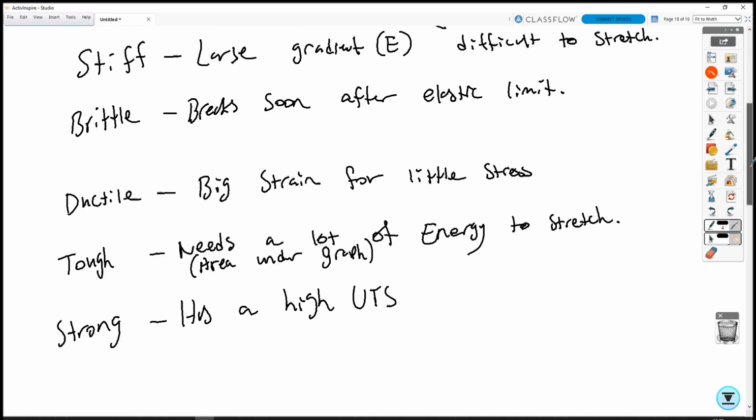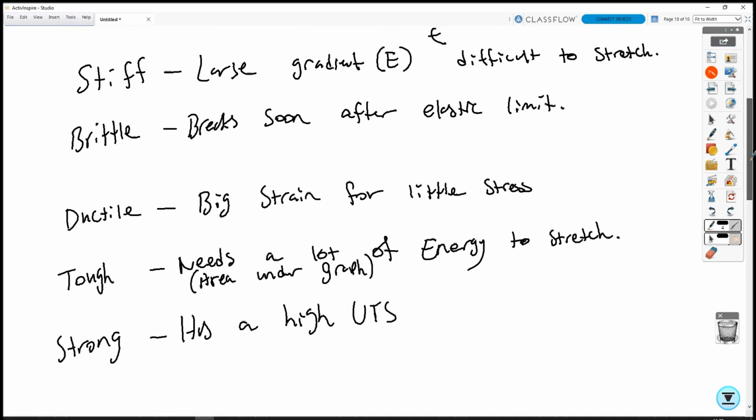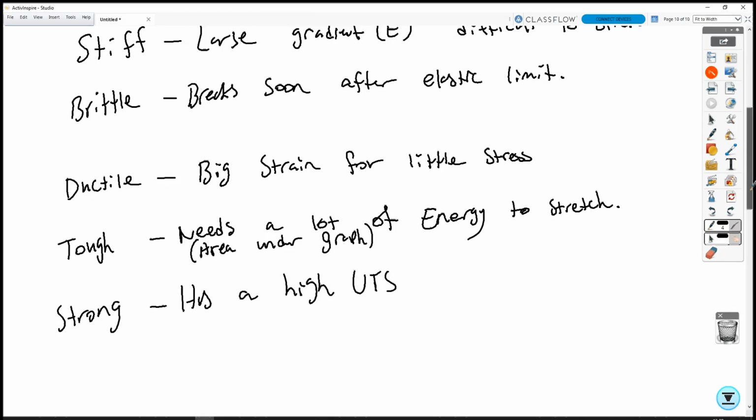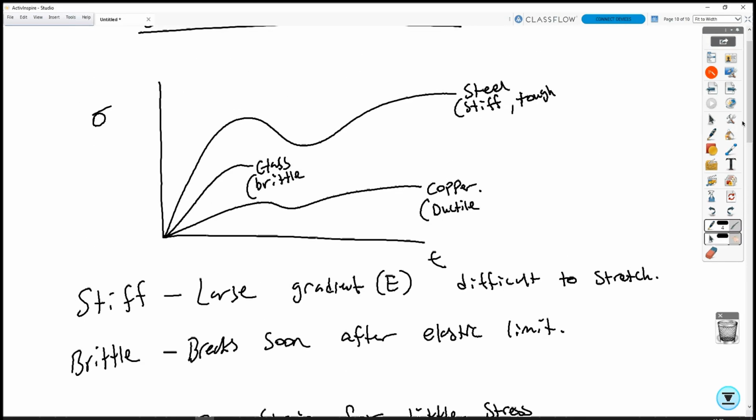Then tough needs a lot of energy to stretch, which is the area under the graph. The one with the largest area under the graph is steel. So steel is also tough. And then last one, it's strong, has a high UTS. Steel has the highest UTS. So steel is also strong. And that's the end of 4.2.2.